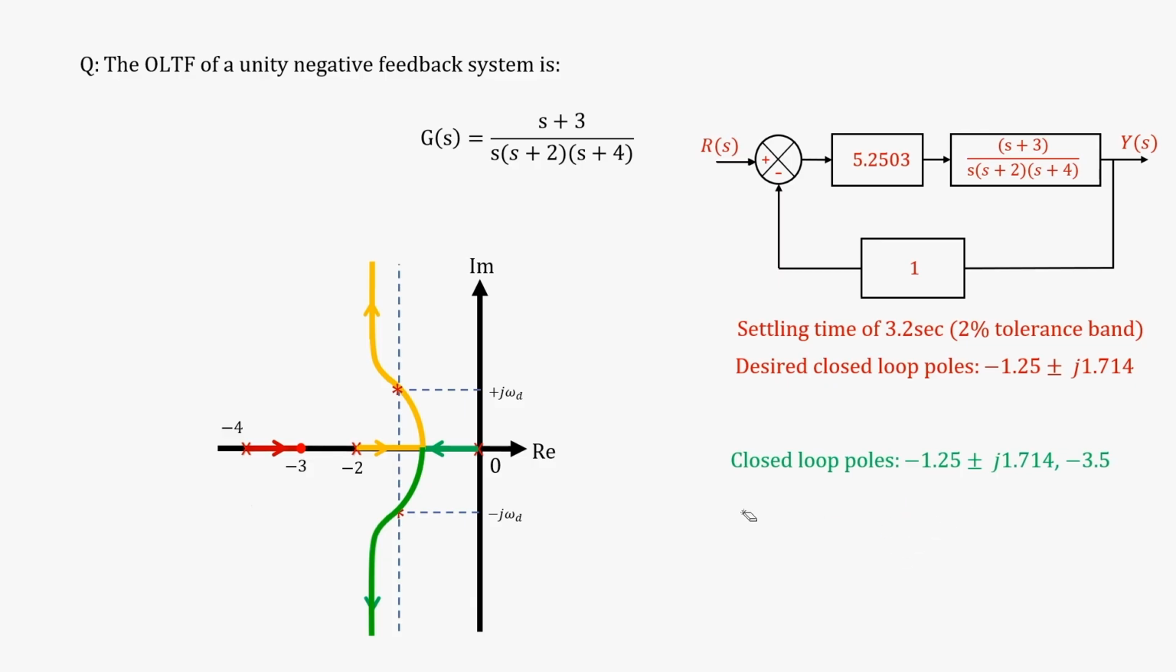Okay. So, all these things matter and all these things become very important. That is why look at everything as a whole. In this case, for example, the third pole is not 10 times away from the two desired pole locations, and the zero location is also very near to the desired pole locations. So, that is a problem.